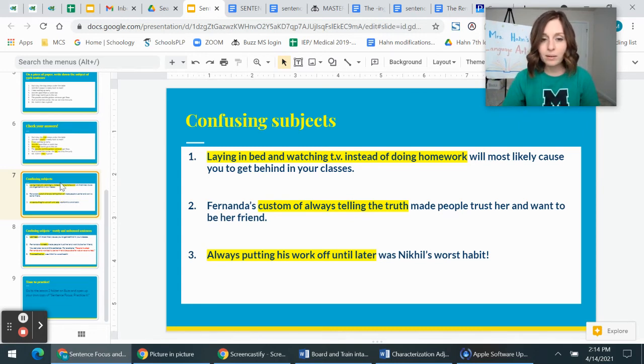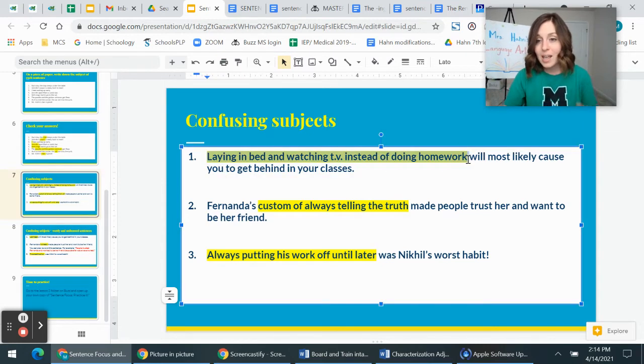So let's read number one. Laying in bed and watching TV instead of doing homework will most likely cause you to get behind in your classes. Now, when I say that sentence, you understand what it's about, but this is what we would call a wordy sentence. This entire phrase is the subject. In order to have a sentence that's focused, we want a one or two word subject. We want to focus this. So I want to think about what would be a good vocabulary word to replace that entire phrase that's really wordy.